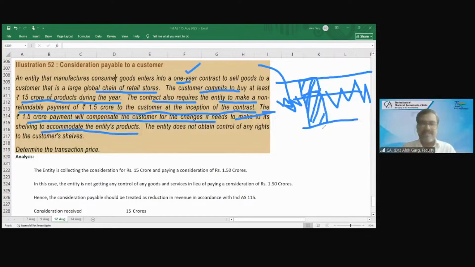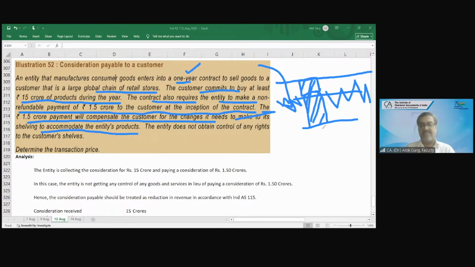So this customer is saying to this entity, listen, I cannot buy your product. Why? The size of the product is very bulky and lengthy, and I don't have a place to keep these items in my shelves. And this entity tells the customer not to worry, how much cost will it incur to modify or customize these shelves? The customer asks why it should incur a cost. The entity says it is not asking the customer to pay the cost. The customer says it will take around 1.5 crore. So the entity says, okay, not to worry, I am paying you a non-refundable amount of 1.5 crore.